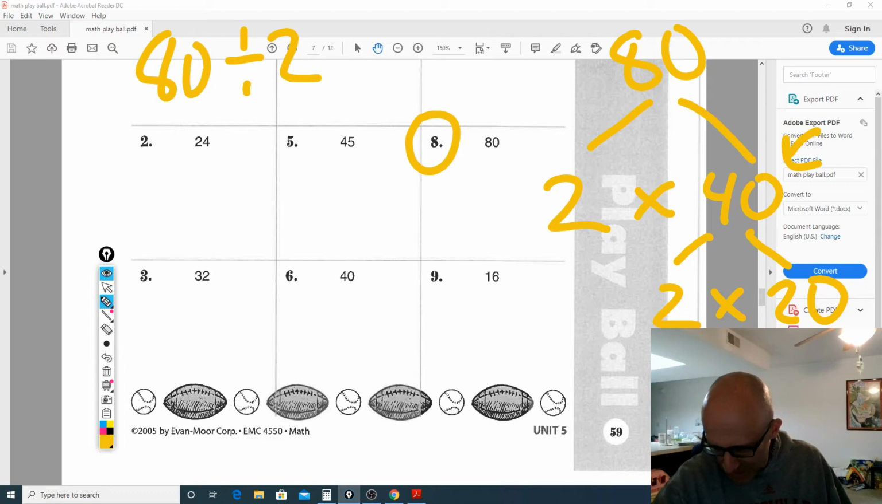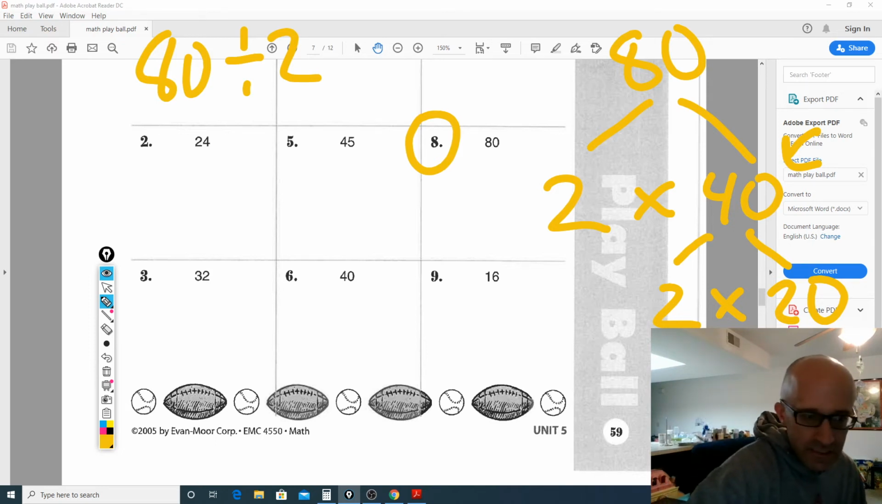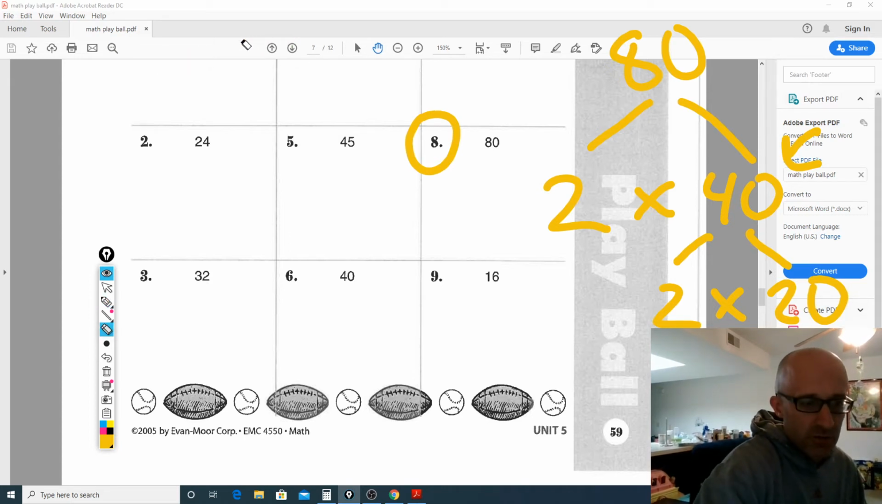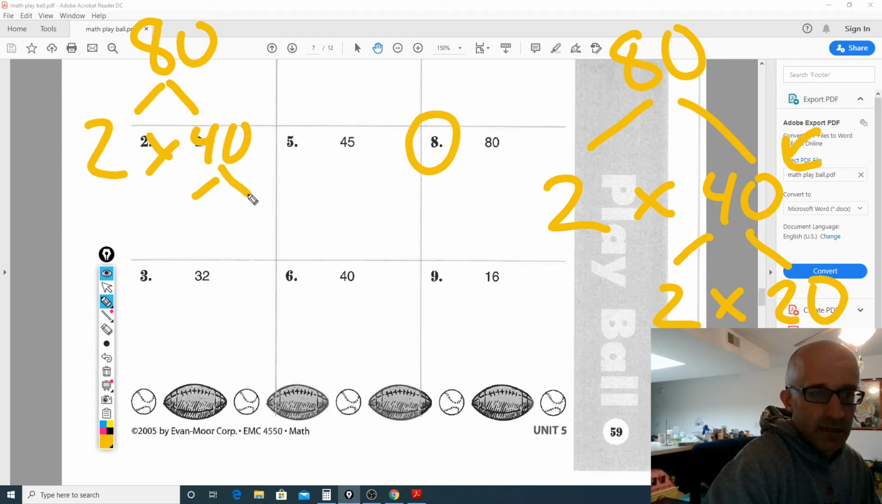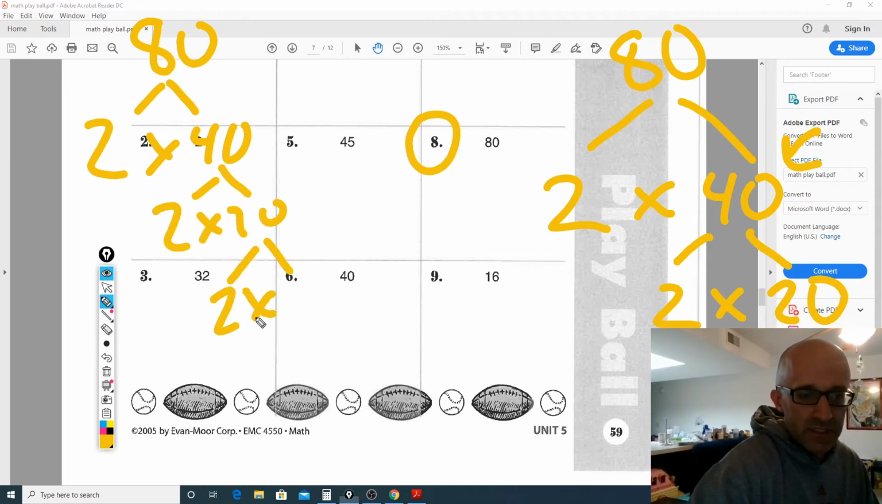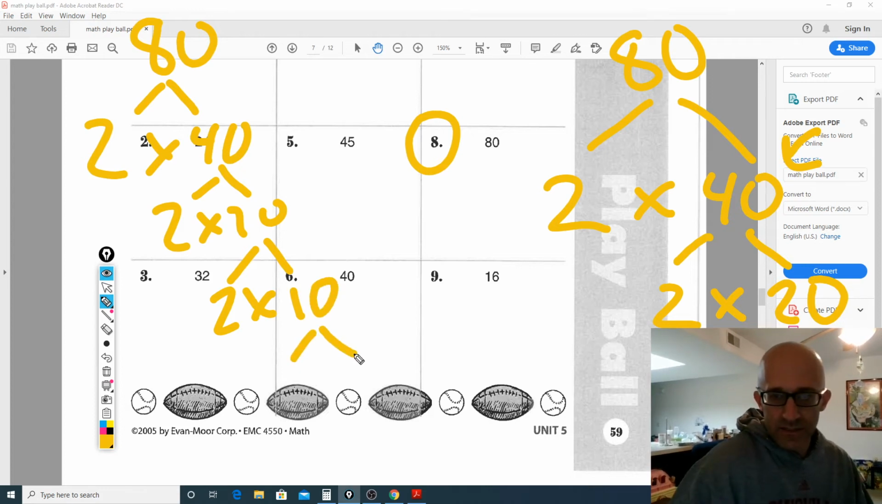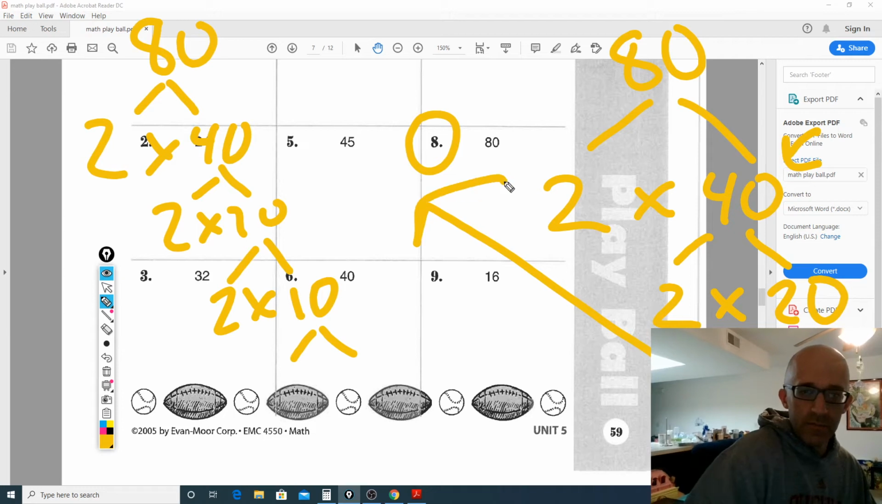Let me write that in, just so we have the full tree going on here. 80 can break down into 2 times 40. 40 breaks down into 2 times 20. 20 breaks down into 2 times 10. And then 10, so there we go. I'll move the work up this way.